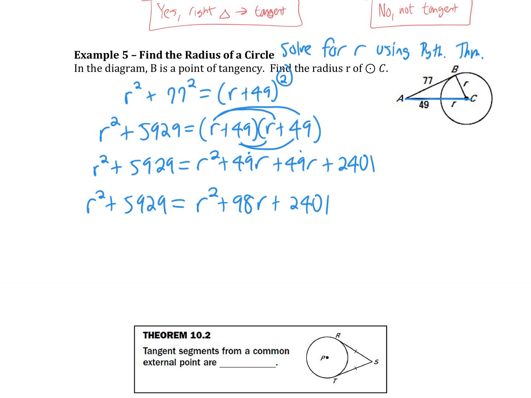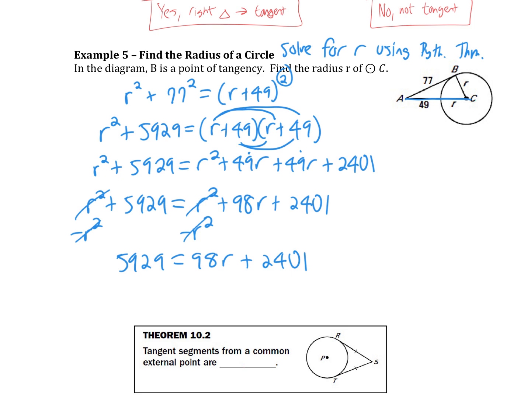So how do I move r squared from one side to the other? I'm going to subtract it, right? You can add or subtract. And what's going to happen when you subtract them? Well, they're going to cancel. Ooh, that's interesting. So now those are going to cancel, and we get 5,929 equals 98r plus 2401.